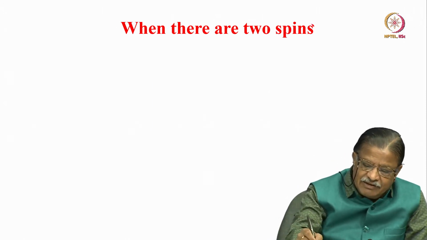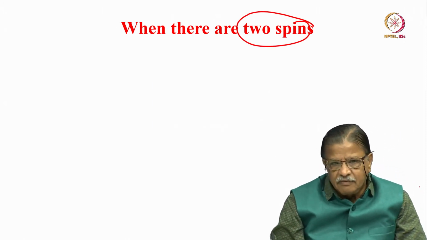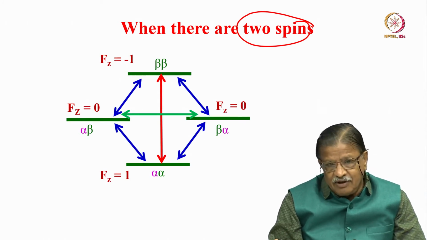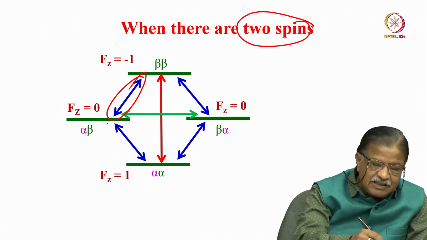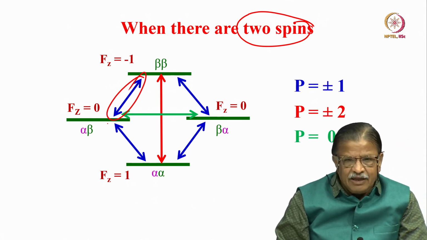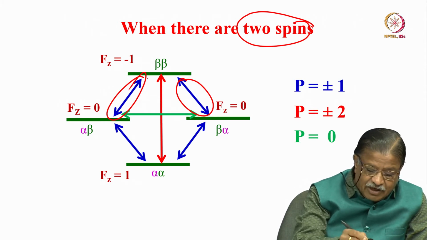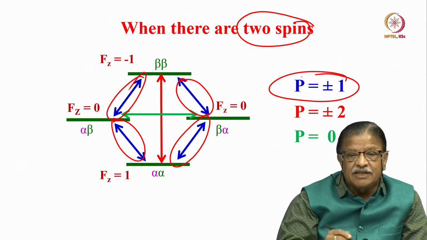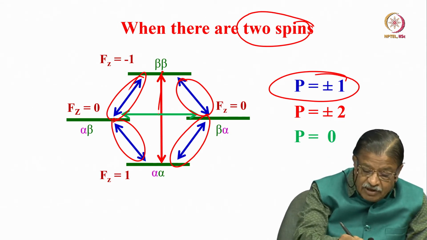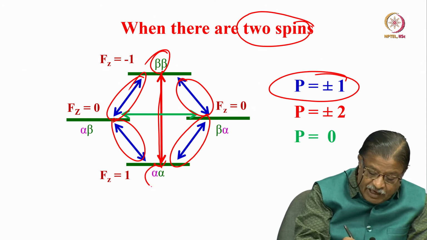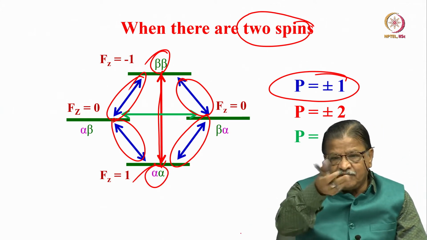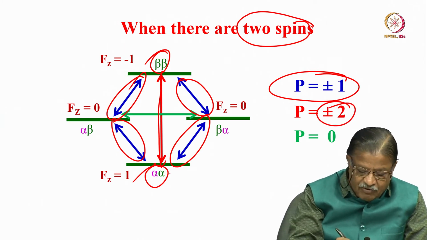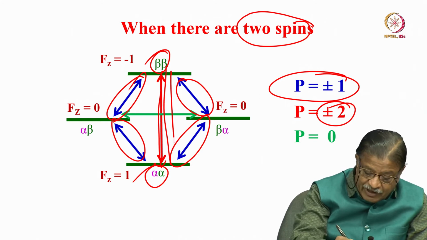Now consider a situation where we have 2 spins. How many coherent orders can we think of? See, we see this transition is allowed, and this transition is allowed. This is single quantum, this is single quantum, this is single quantum. So these all correspond to p plus or minus 1. This is also allowed, double quantum. 2 spins simultaneously flipping from alpha beta to beta alpha. Simultaneously flipping. This is order p plus or minus 2. Going from here to here is plus 2. Coming from here to here is minus 2.